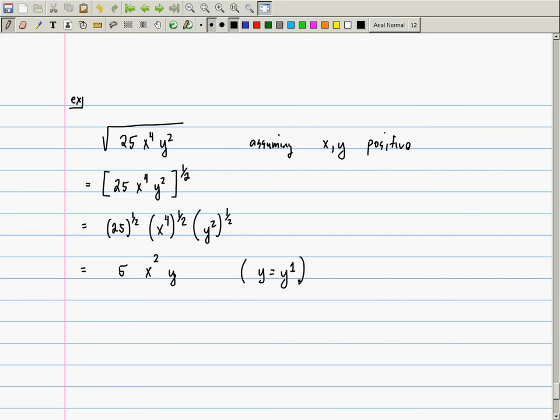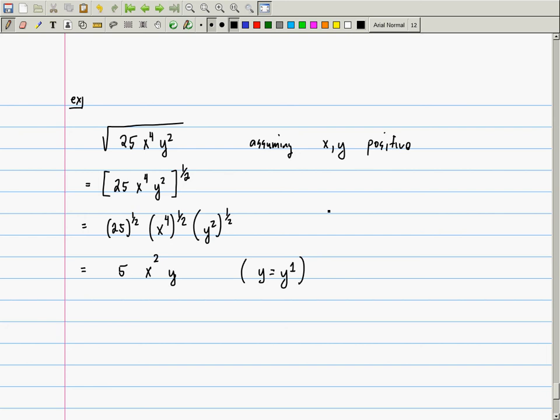Okay, so any question about this example? Now I have a different example that is slightly... So, first off, a couple comments. As far as I'm concerned, you don't necessarily have to solve it exactly this way. You don't have to say square root means fractional exponent 1/2. It's fine as long as you do it correctly.